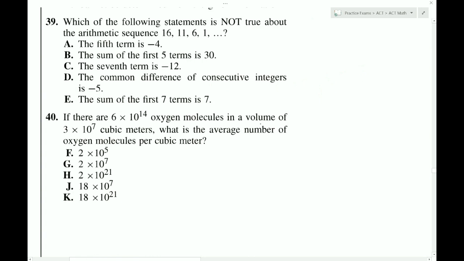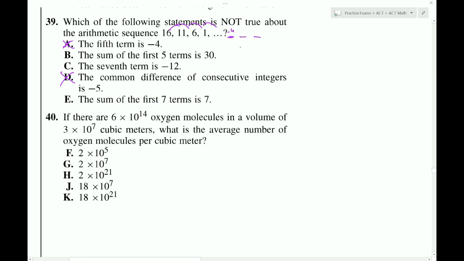Which of the following statements is not true about this arithmetic sequence? An arithmetic sequence has a common difference, right? In this case, it looks like it's -5 each time we go from one term to the next. So the common difference is -5. We can eliminate that because we're looking for something not true. What would be the next term? We'd subtract 5 from 1, we'd get -4, right? So that is also true for choice A.